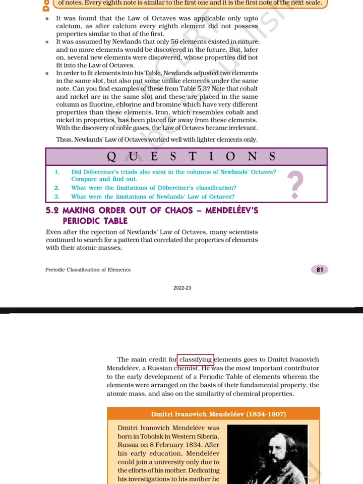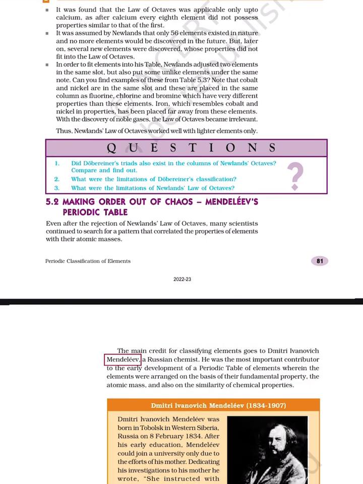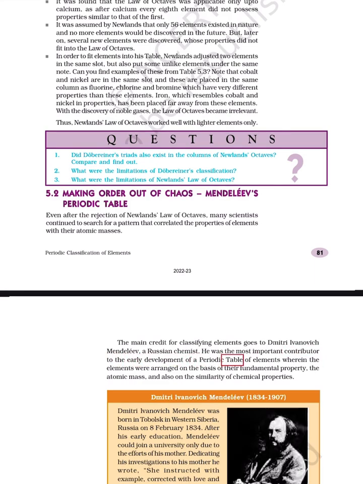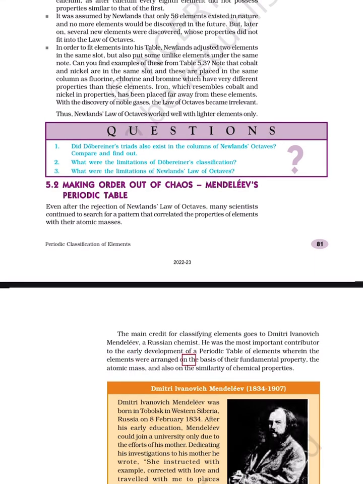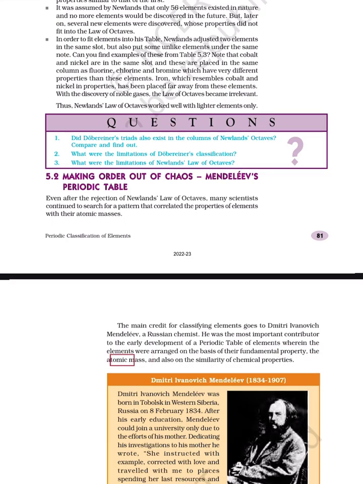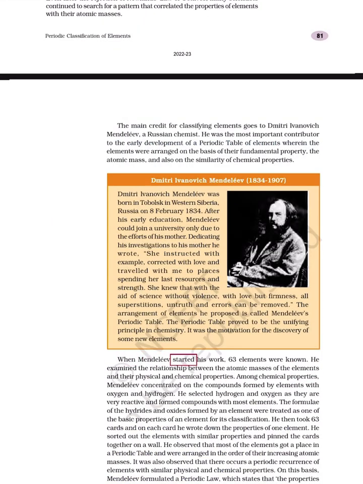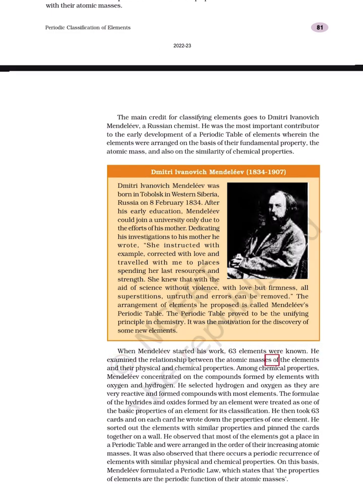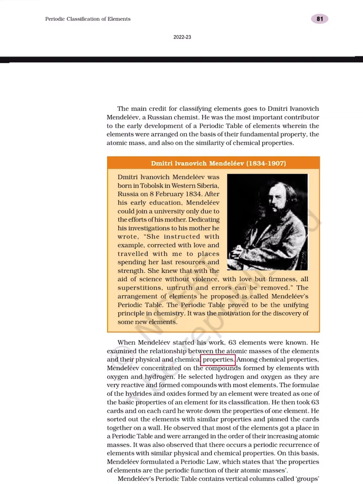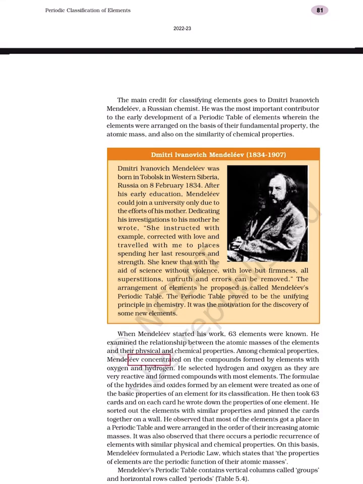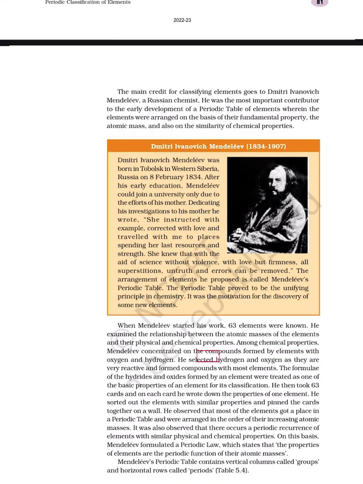The main credit for classifying elements goes to Dmitry Ivanovich Mendeleev, a Russian chemist. He was the most important contributor to the early development of a periodic table of elements wherein the elements were arranged on the basis of their fundamental property, the atomic mass, and also on the similarity of chemical properties. When Mendeleev started his work, 63 elements were known. He examined the relationship between the atomic masses of the elements and their physical and chemical properties. Among chemical properties, Mendeleev concentrated on the compounds formed by elements with oxygen and hydrogen.